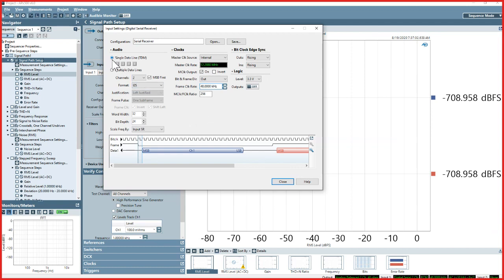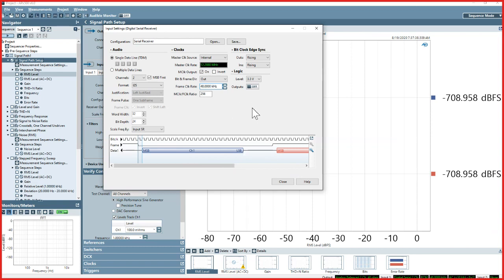In this case, no accident, I did set this up so it would be relatively easy. I have a single data line. I have 2 channels of data. It is the most significant bit first. Now we have a couple formats baked in and you can choose your own, but this is an I²S interface, and I²S means the data is left justified and the frame clock is 1 subframe. The word is 32 bits wide, even if it's only 24 bits of data.